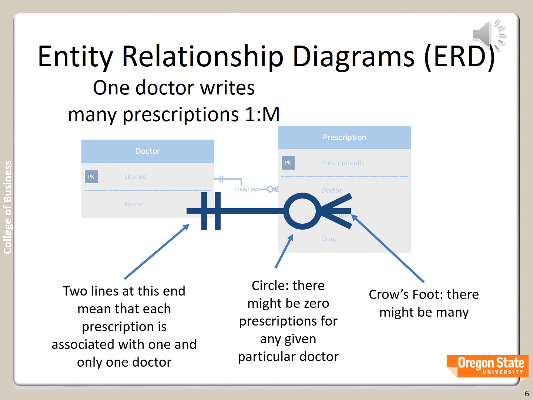The end of the line, as it goes from doctor to prescription, has a 0 and a crow's foot. We call those three lines branching out a crow's foot. The combination of a circle, standing for 0, and a crow's foot means that each doctor can have from 0 to many associated prescriptions. We can have a doctor who has not yet written any prescriptions, 0.